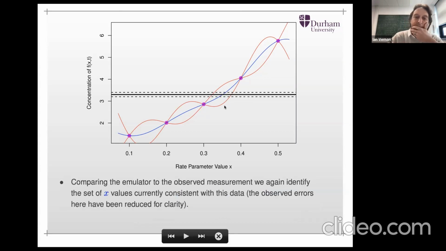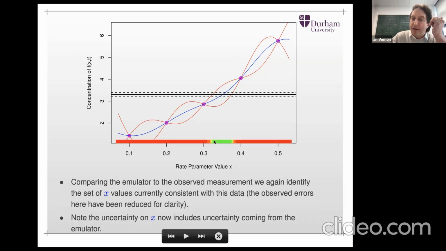Now, comparing the emulator to the observed measurement, there's that observed measurement. I've decreased the errors a little bit just for clarity. We again identify the set of x values currently consistent with this data. So we use the emulator to tell us about good values of x. I don't need to evaluate my model. Remember, that could take me too long. I evaluate my emulator, which means evaluating this blue line and this red line, which I can do. I can do hundreds of these a second. They're really, really fast. So I evaluate the emulator on lots of x values, and it tells me where things might be good, and it tells me where things are definitely bad.